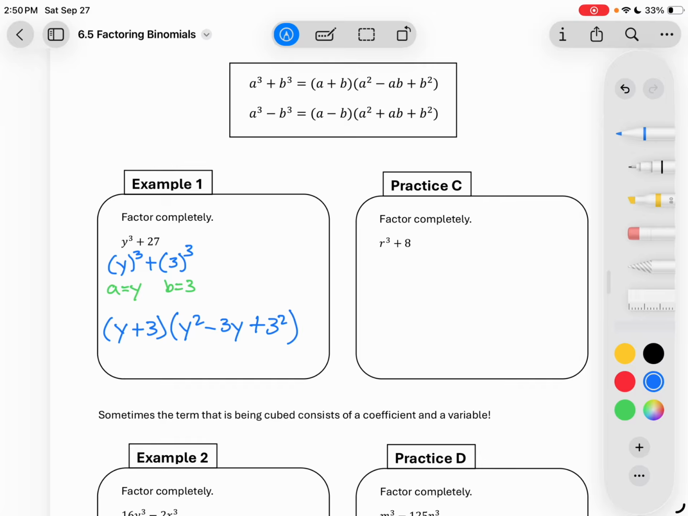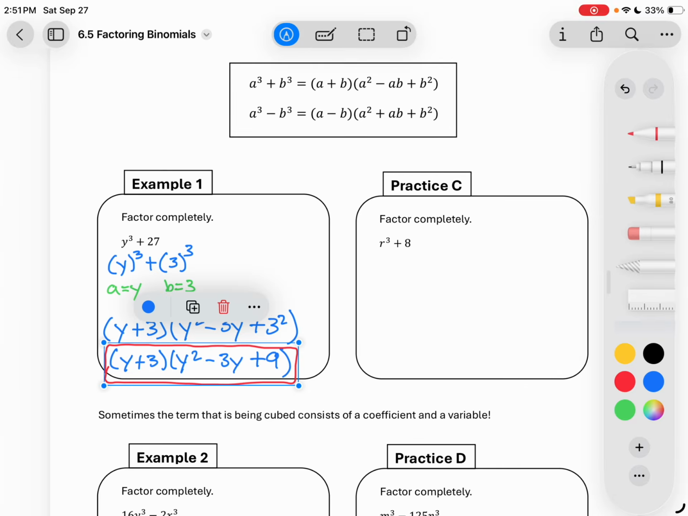And then we'll go ahead and clean this up a bit. We know that 3 squared, we can simplify that to 9, so let's go ahead and do it. So y plus 3 times y squared minus 3y plus 9. And that's where we would stop. That is the factorization of that sum of cubes. Meaning if you were to multiply it out, then you would get y cubed plus 27.